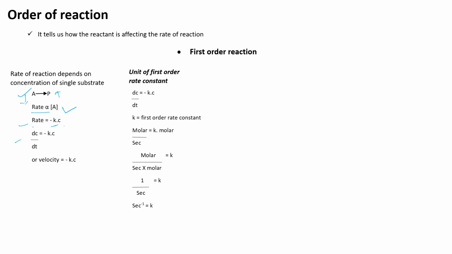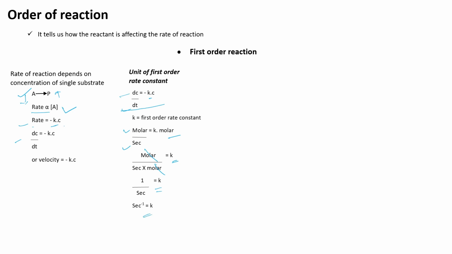Now what will be the unit of first order reaction then? As the equation says, dC upon dt is equal to minus K into C. K is the rate constant, first order rate constant. So dC is concentration, that means in molar. dt is time in second. Here also see molar. So molar divided by second into molar is equal to K. This molar and molar will cancel out. 1 upon second is equal to K. So second inverse, or second to the power minus 1, is the unit of K.